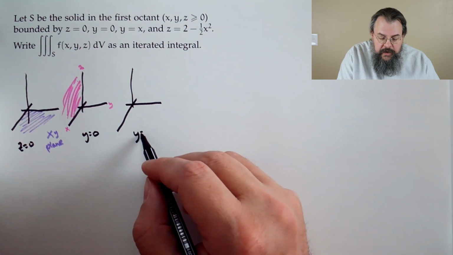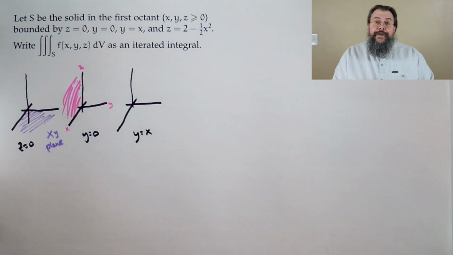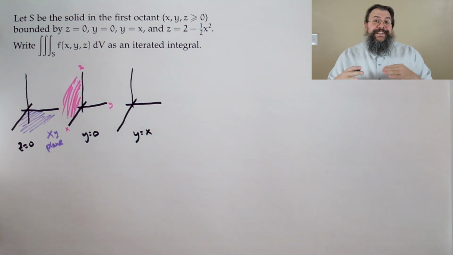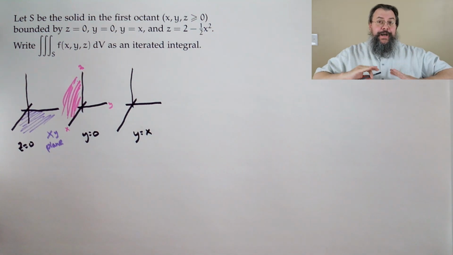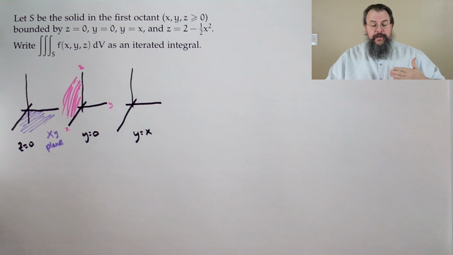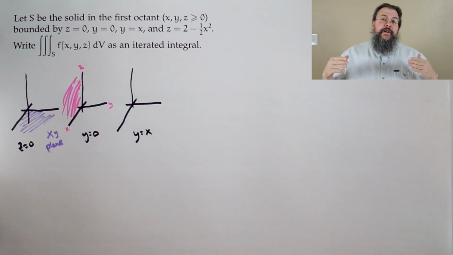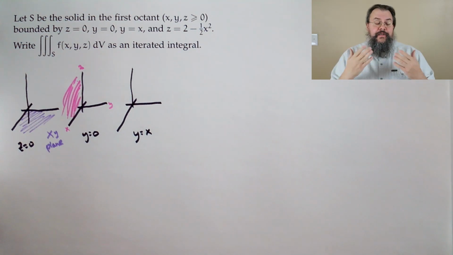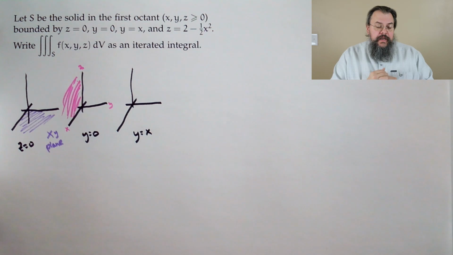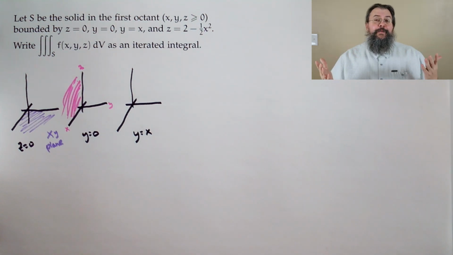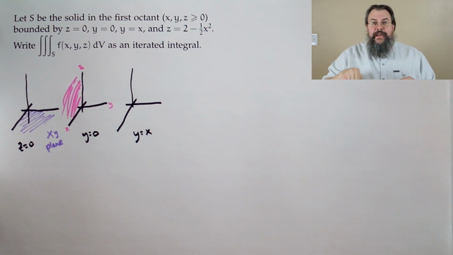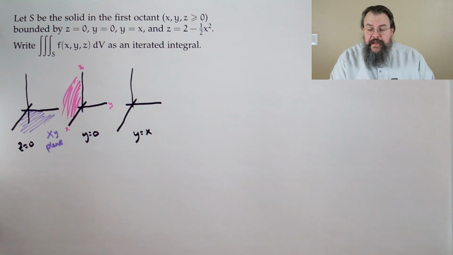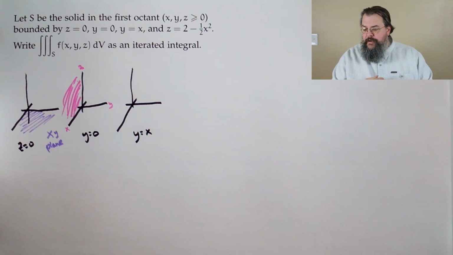There's the y equals x. Now, let's think about this one. First off, it's a plane. You could rewrite it as x minus y plus 0z equals 0, so it's a plane. Even if we didn't see it was a plane, one thing we could say is, oh, this is really familiar. The line y equals x, we know what that looks like. We know definitely what it looks like in the xy plane. It's one of the first functions that we ever learn about.